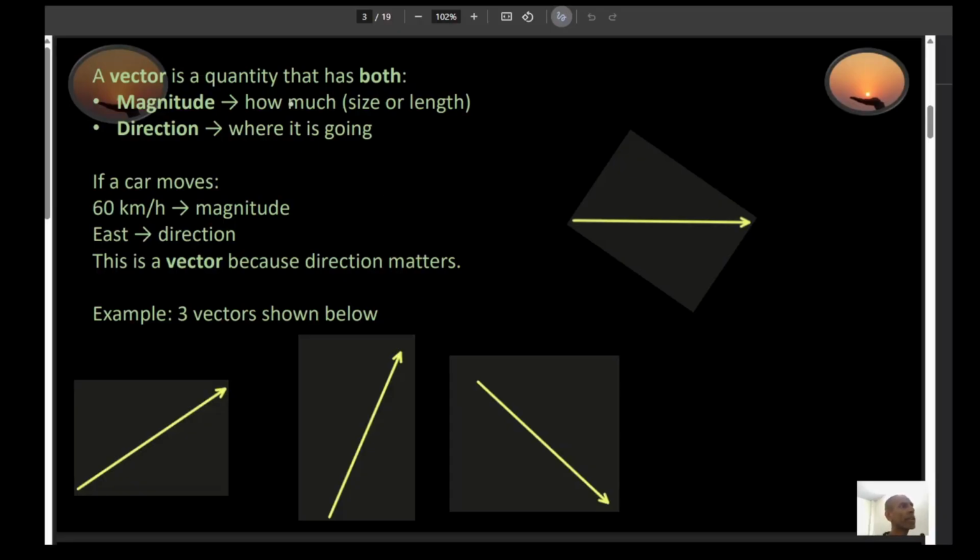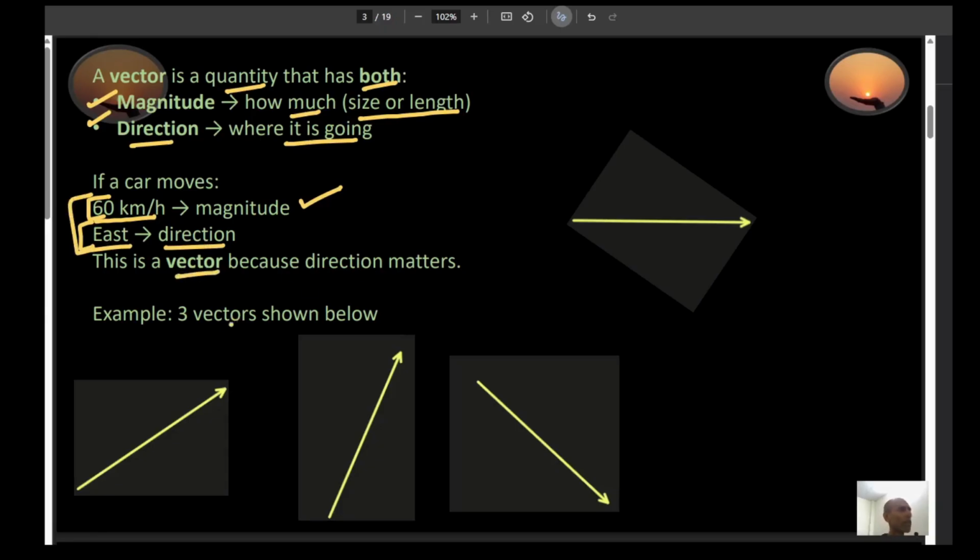A vector, on the other hand, is a quantity that has both. It has magnitude, it has a direction. Magnitude tells you how much, in other words, the size or the length of that vector. Direction tells you where it is going. So, for example, if a car moves at 60 kilometer per hour or 60 miles per hour, that would be your magnitude. If it's going in the east direction, it's telling you a direction, east. So this makes it a vector. With 60 kilometer per hour and east, both pieces of information combined together make it a vector.